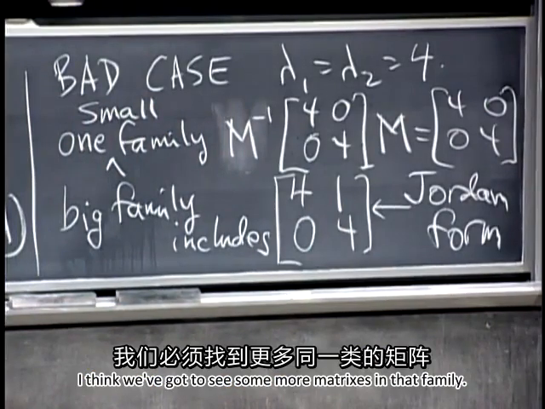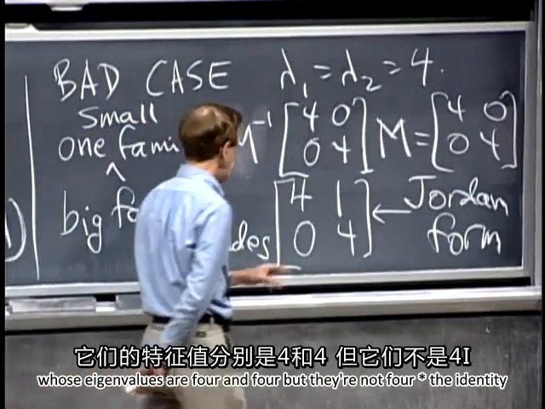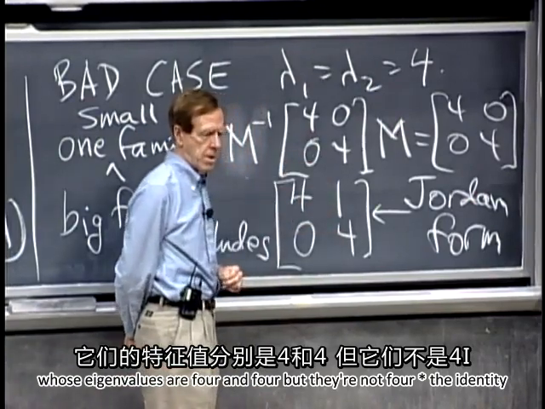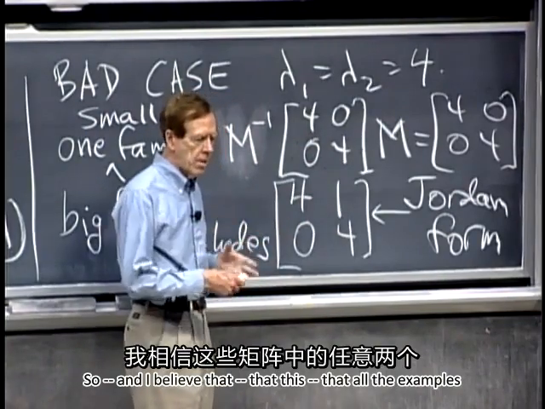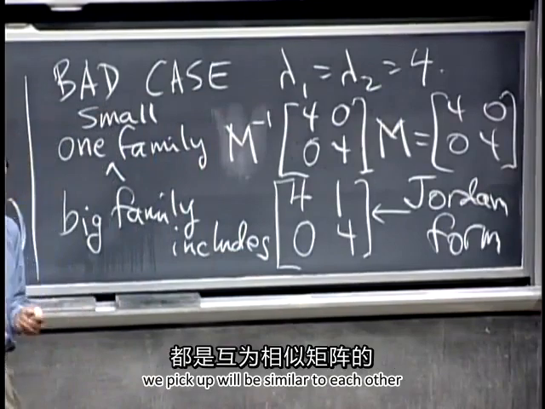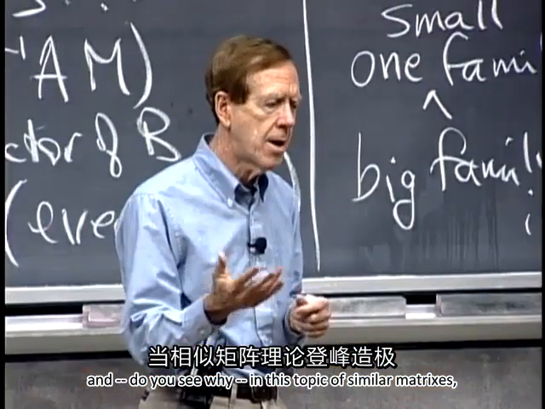Okay. Yeah, I think we've got to see some more matrices in that family. So let's just think of some other matrices whose eigenvalues are 4 and 4, but they're not 4 times the identity. And I believe that all the examples we pick up will be similar to each other. And do you see why?